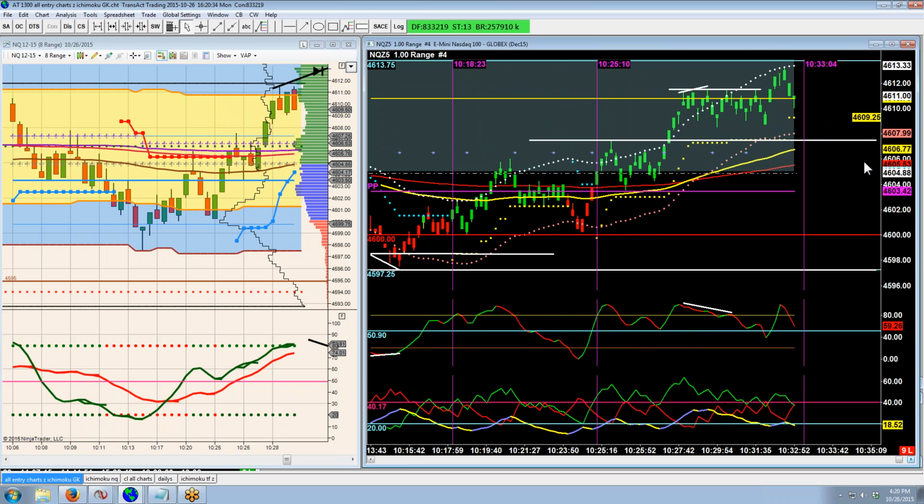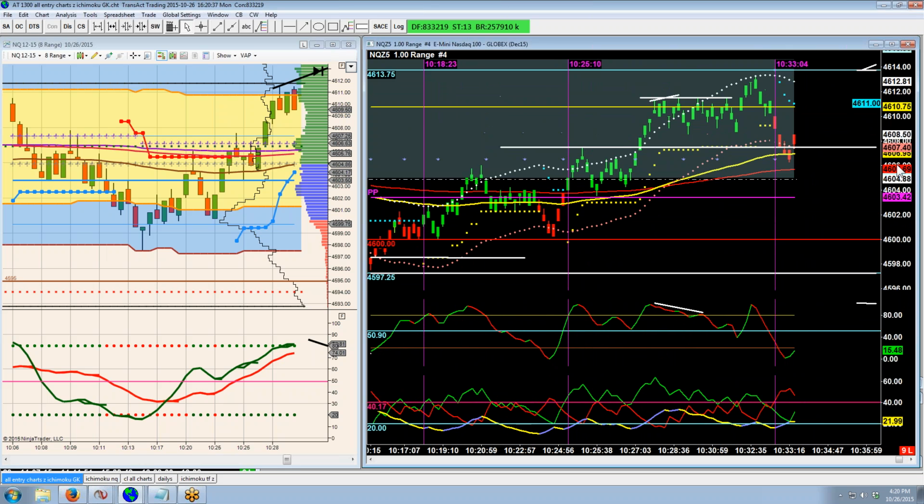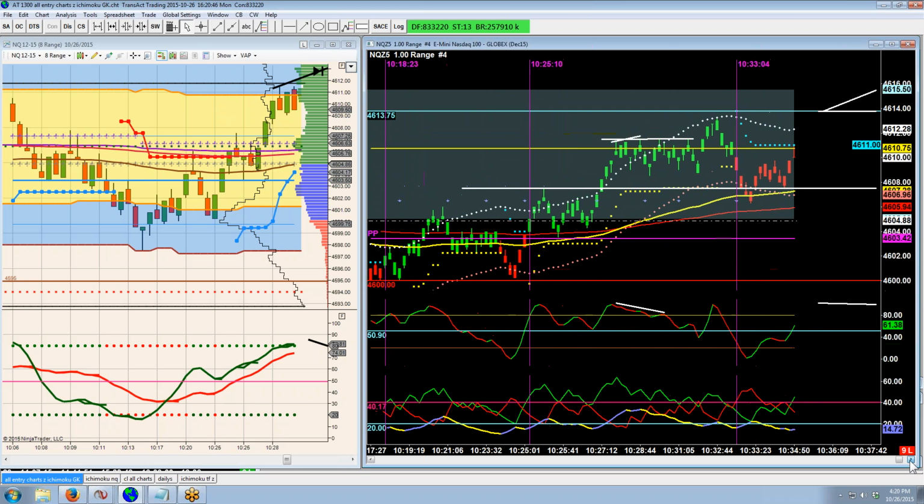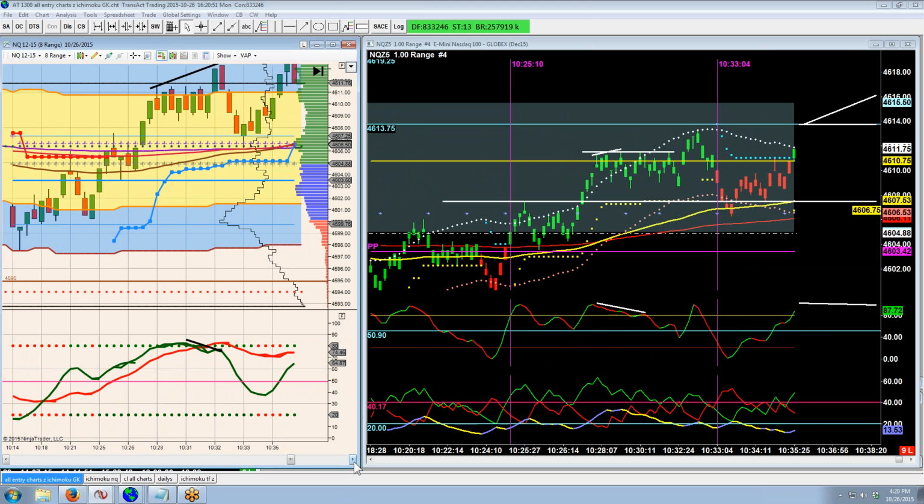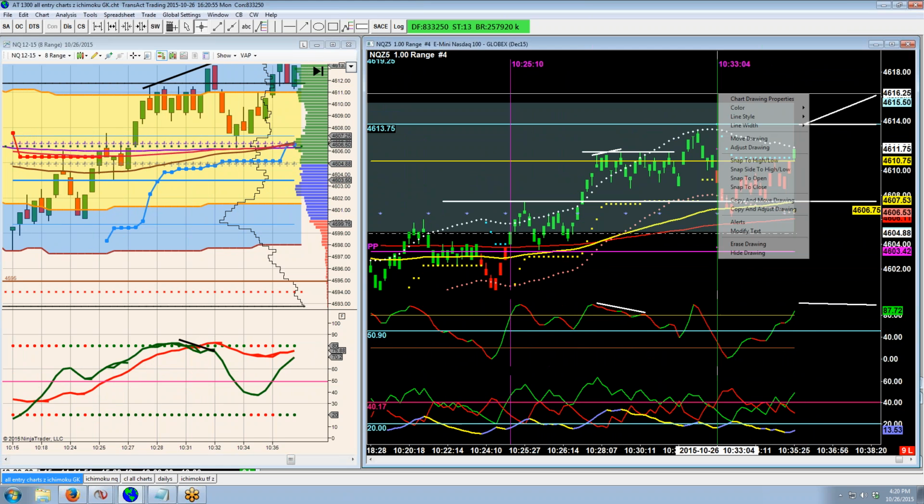Once you see divergence in the opposite direction, you might want to tighten up your stop, or at least take something off the table. So here we have equal highs, so we're expecting a pullback when you see that. Here at 10.33, we agree on that short, or did we? Let's see, 10.33, no, we did not.